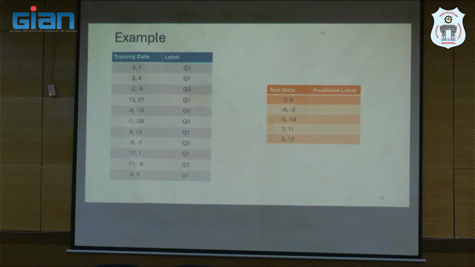So if I plot it, you will understand it easier. So 3,7 would be somewhere here, and then 2,4 is somewhere here. Minus 2, minus 6 is somewhere here. And then minus 9, minus 15 is somewhere here. So what I'm saying is everything here is called Q1. Everything here is called Q3 label. Okay. So that is what the training data suggests.